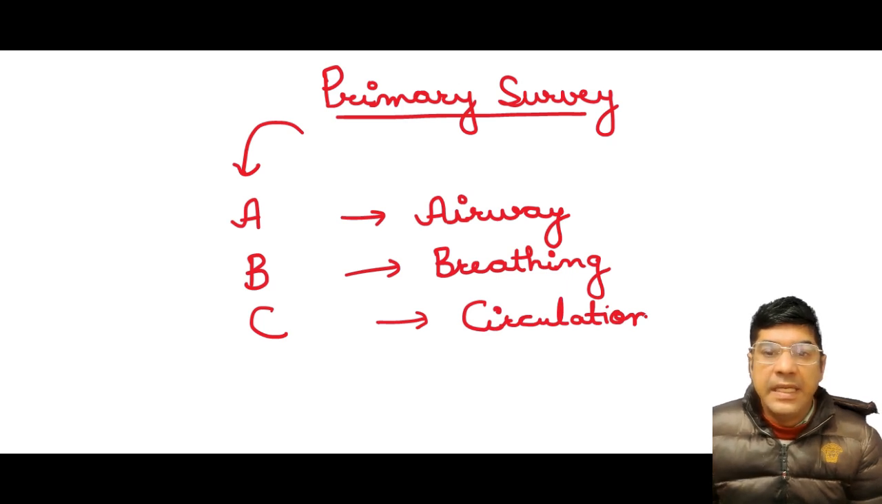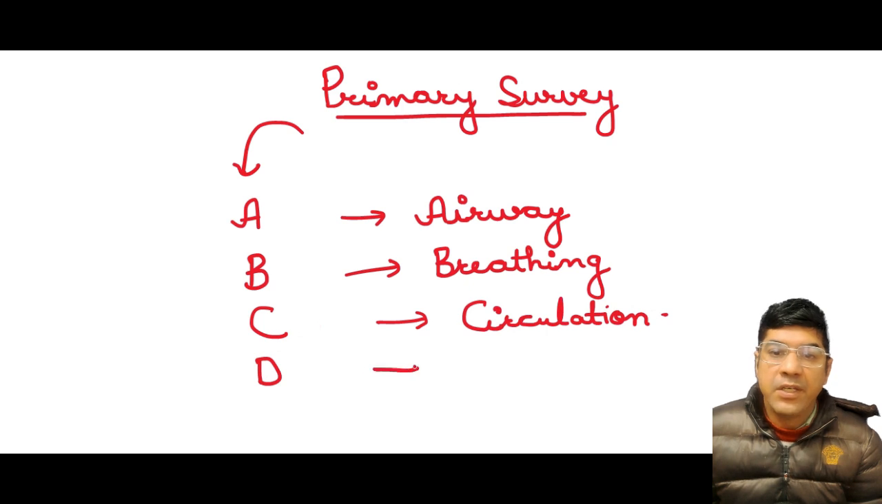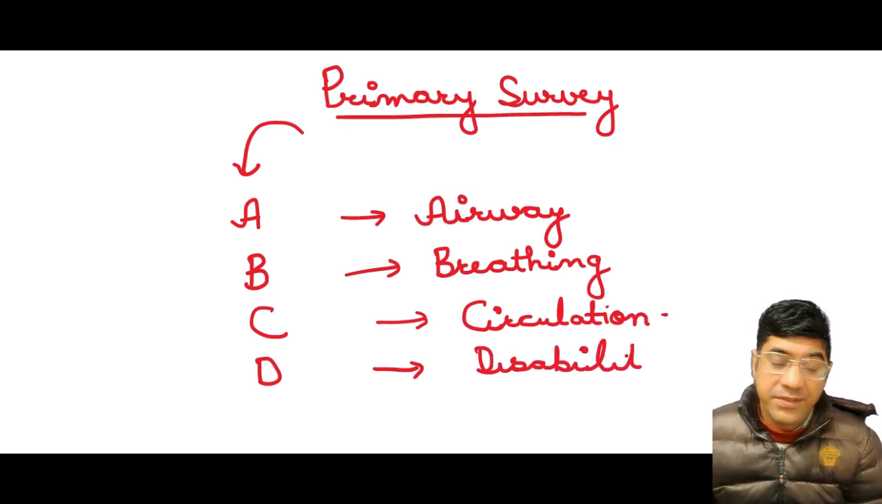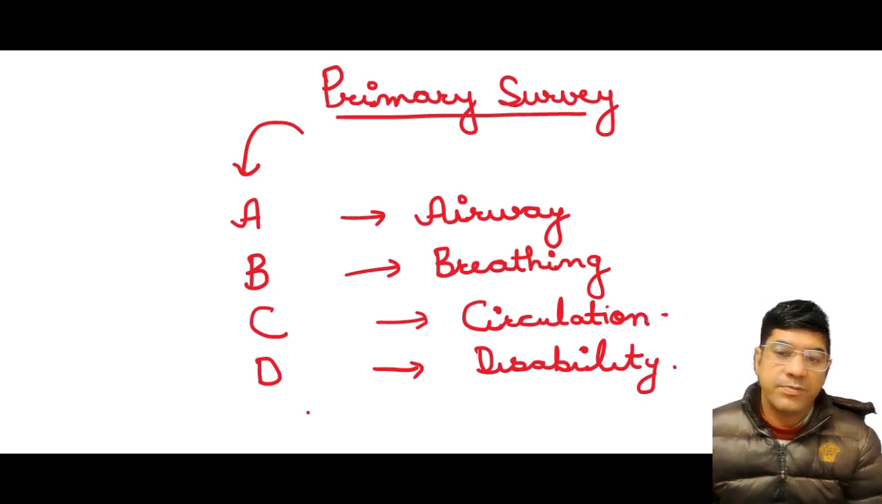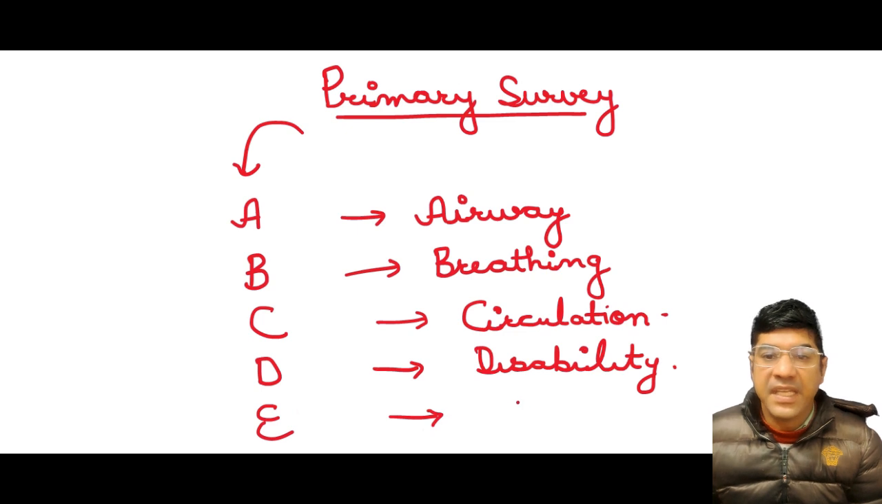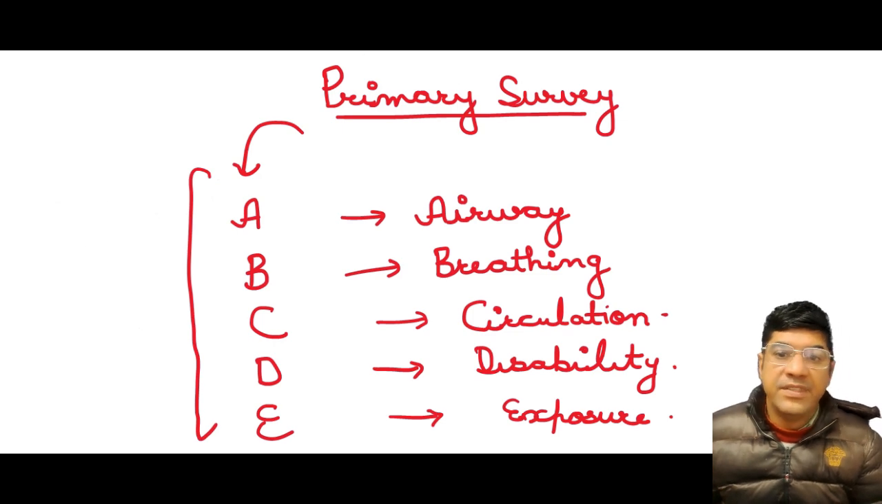The next is D. D stands for disability. So we will assess the patient's neurological status, like their level of consciousness, if they respond to us, and their movement. This helps us to diagnose head injuries or spinal cord damage. Finally, the next step is E, that is exposure. We will carefully remove any clothing or obstruction to thoroughly examine the patient for other injuries that might not be immediately visible.